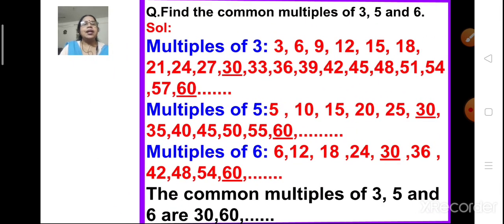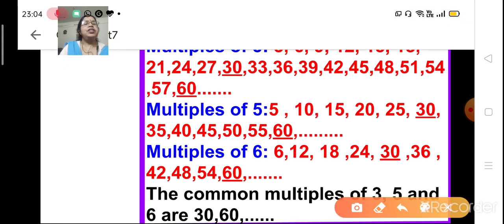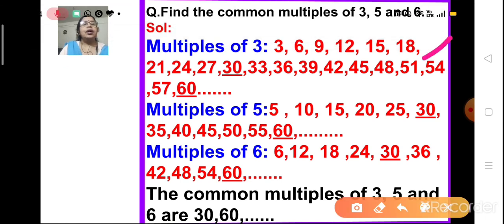Now, let's look at this example. Find the common multiples of 3, 5 and 6. So, how can we find the common multiples of 3, 5 and 6? For this, let's write the multiples of 3 first, then the multiples of 5 and the multiples of 6 and find out what the common multiples are. So, what are the multiples of 3? They are 3, 6, 9, 12, 15, 18 and so on. And multiples of 5? 5, 10, 15, 20, 25, 30 and so on. And multiples of 6? 6, 12, 18, 24, 30, 36, 42 and many more like this.